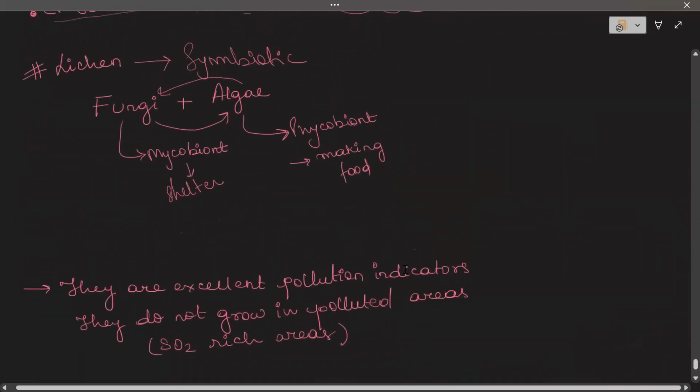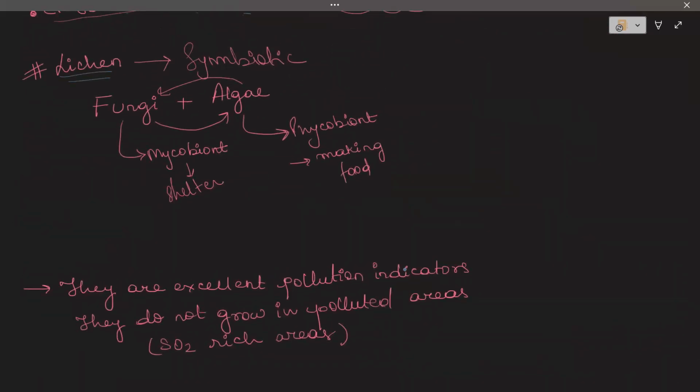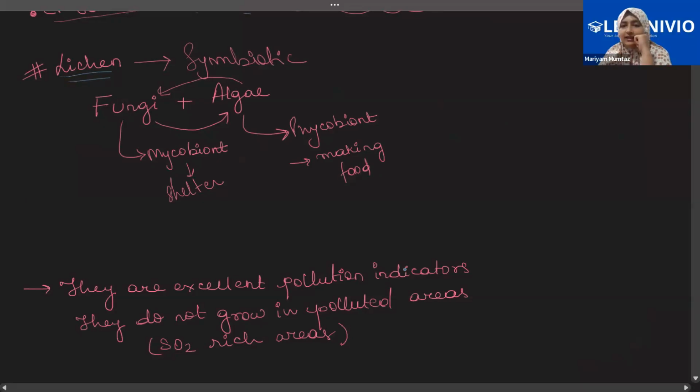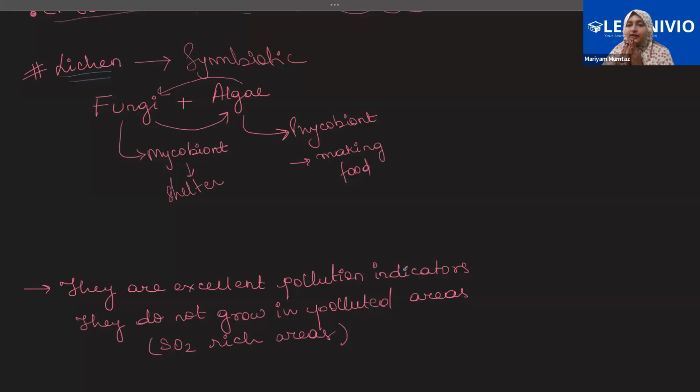Yeah, so I was talking about the symbiotic association, that is lichen. Now, lichen is not one organism. Lichen is a combination of two organisms that live together, and without each other, they cannot live. So it is the symbiotic association or a symbiotic relationship between a fungus and an algae, wherein the fungus is known as the mycobiont and algae is known as the phycobiont.